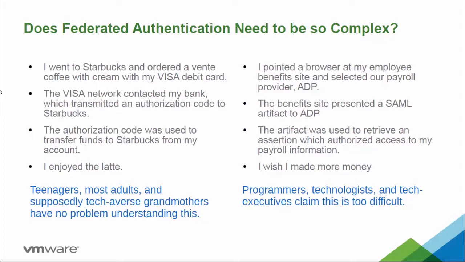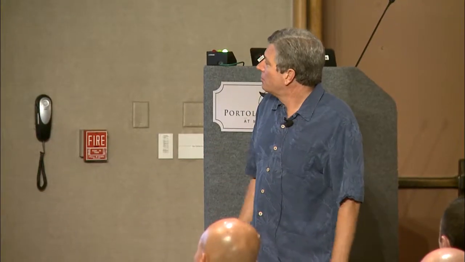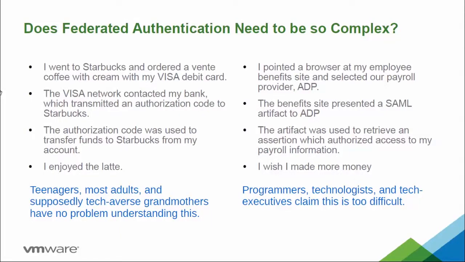Now, same story. I pointed a browser at my employee benefit site and selected our payroll provider, ADP. The benefit site presented a SAML artifact to ADP. The artifact was used to retrieve an assertion which authorized access to my payroll information, which I could see, and I wish I made more money. That's exactly the same flow, pretty much. Programmers, technologists, and tech executives claim that this is too difficult, right? The one on the right is too difficult. The one on the left is easy. I don't understand that. So maybe we need some better marketing, but I think we need federated authentication, and we need to make it simple and easy to understand, as Visa has done with debit cards.